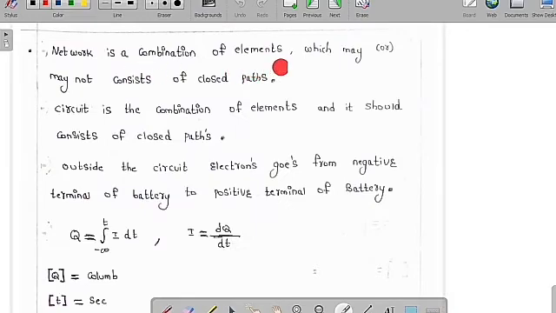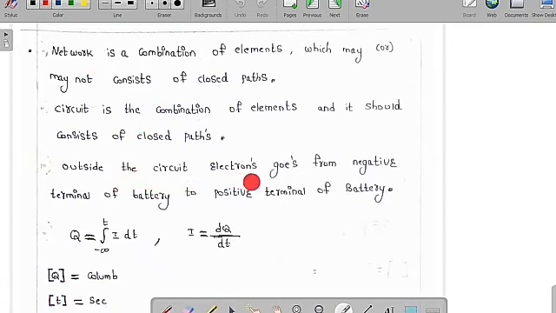Network is a combination of elements which may or may not consist of closed paths. See, network means it is just connecting elements. It may or may not have closed paths. Whereas circuit is a combination of elements and it should consist of closed paths. See, if there is a closed path, it definitely is a circuit. Otherwise, it may or may not be, and then it indicates it is a network. So simply we can say that all circuits are networks, but all networks are not circuits.